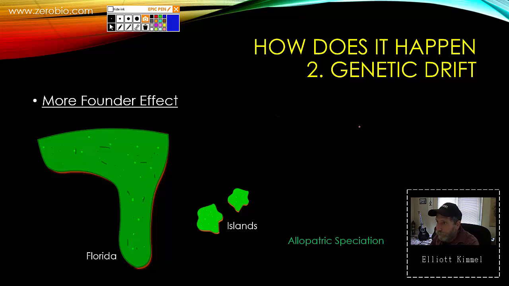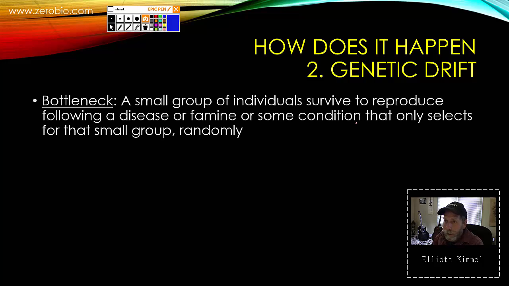Okay, moving on. Another type of genetic drift is called a bottleneck. This is where a small group of individuals survive to reproduce following a disease or famine or some condition that only selects for that small group, and it's relatively random.